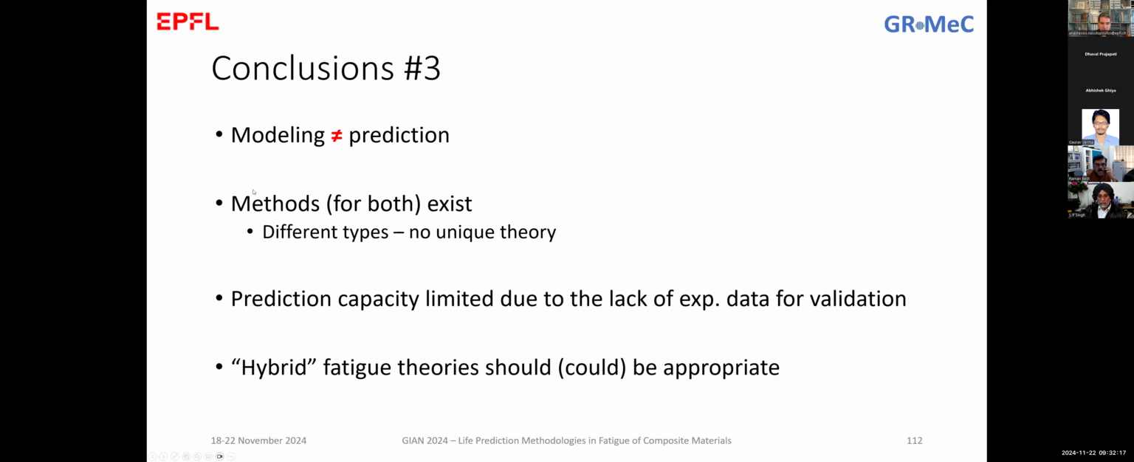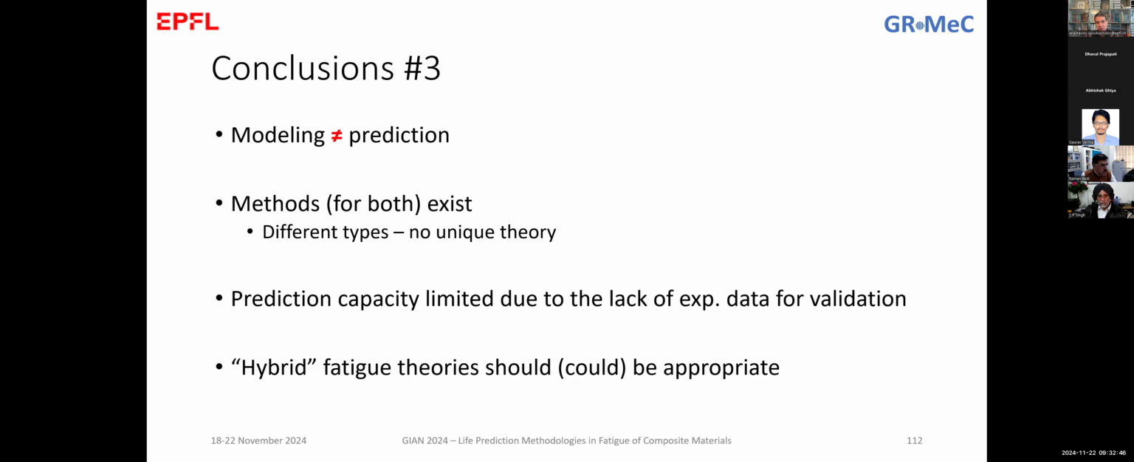So the conclusion from this last presentation is that modeling is not prediction. When we talk about modeling, we use material data and fit equations to this material data, while prediction means that we use some material data to predict the behavior of other material data. So try to keep this in mind when you write your publications and when you analyze publications from others.